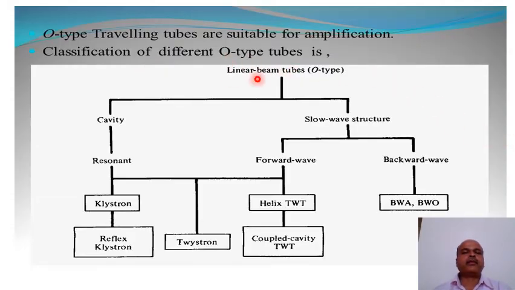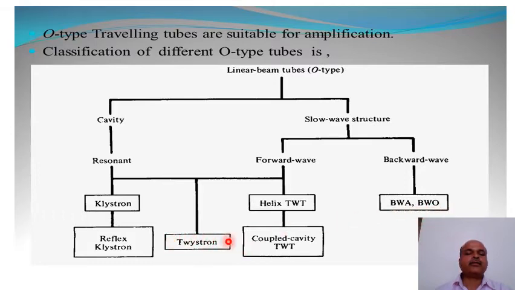So, classification of linear beam tubes. In your syllabus there is a classification. Linear beam tubes or O-type tubes are divided into two types, that is cavity type and slow wave structure. Cavity type is again divided into resonance structure, and slow wave structure is again divided into forward wave and backward wave. The resonant cavity types are two-cavity klystron or reflex klystron, and in forward wave structure, generally helix traveling wave tube or coupled cavity traveling wave tubes are used. And in backward wave, generally backward wave amplifiers or backward wave oscillators are there.